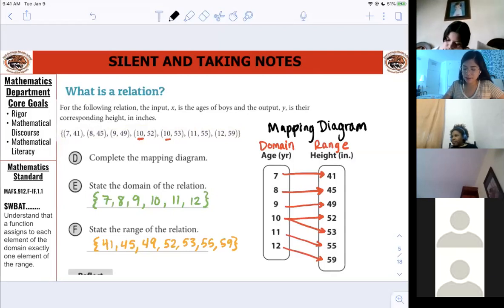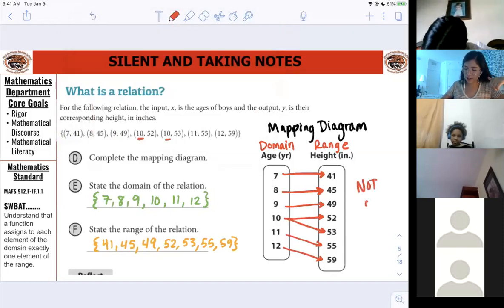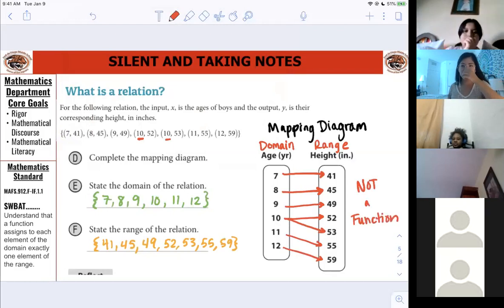When that happens, on a mapping diagram, you can see it because you can see the arrows branching out. When that happens, that means that the relationship is not a function. I just did the Khan Academy assignment, what you just said, I literally just got 100.